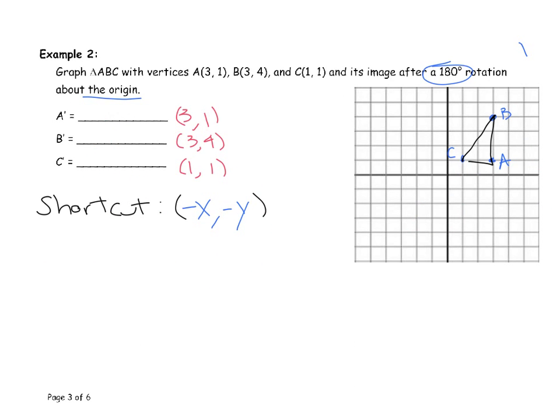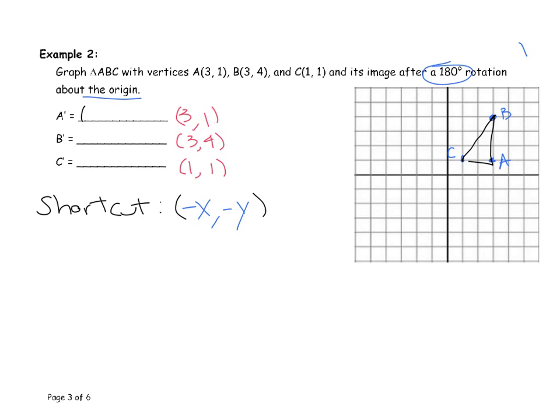Alright, so for this next example, we're going to graph the triangle ABC, which I've already done. And now we're also going to graph its image after a rotation of 180 degrees about the origin. So again, I'm using my shortcut to help me figure out the new points. According to this shortcut, for a 180-degree rotation counterclockwise, all I have to do to the x value and the y value is make them the opposite.